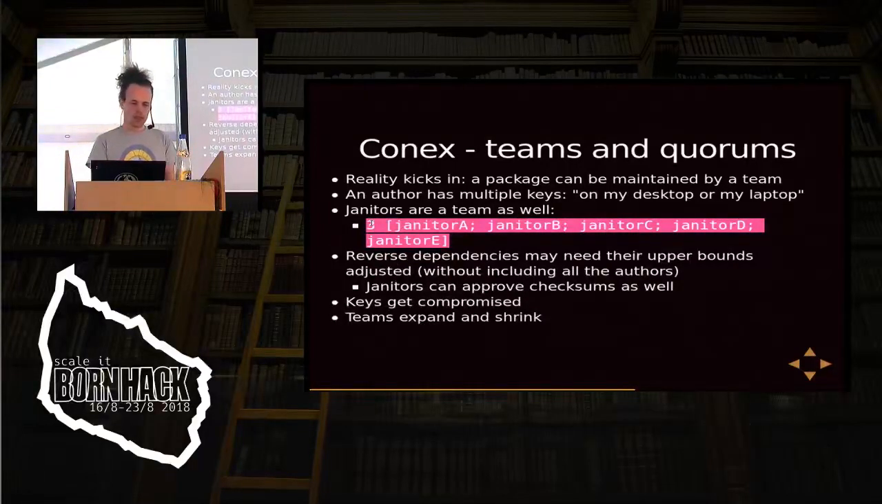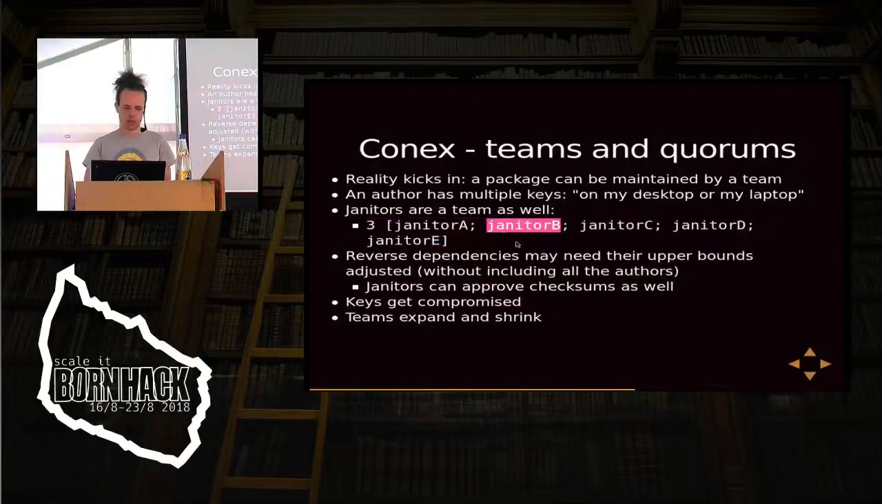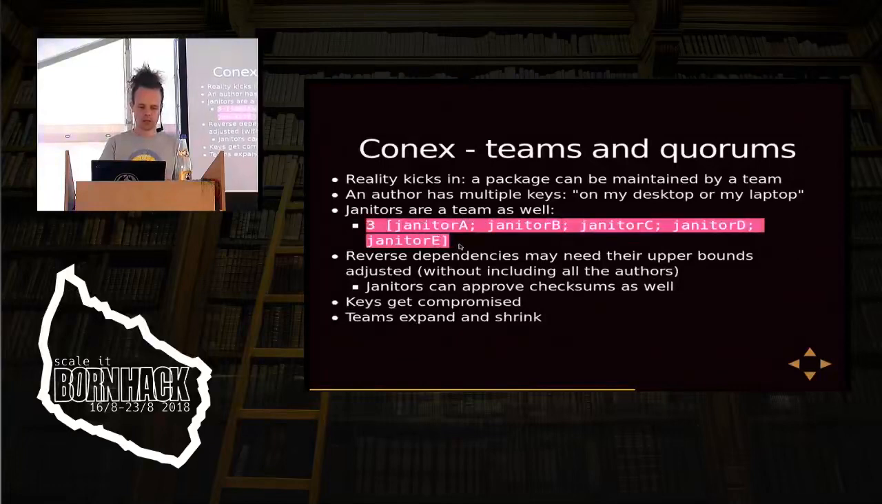Yeah, and requiring a quorum here also means there's not a single key which is able to compromise the entire system. So if the key from janitor B gets compromised, or if I manage to steal it, I cannot introduce new packages or make something valid, because I need at least 3 keys out of those 5 in order to do something which is valid.